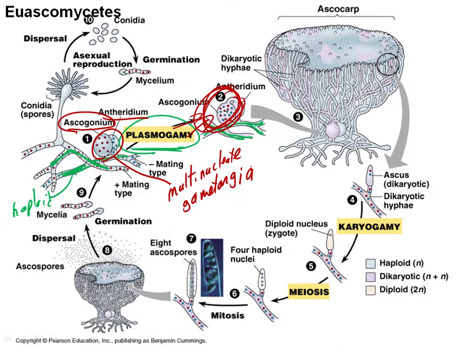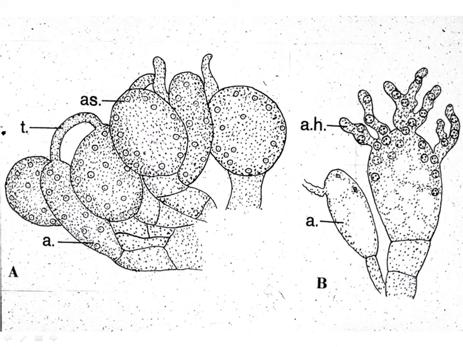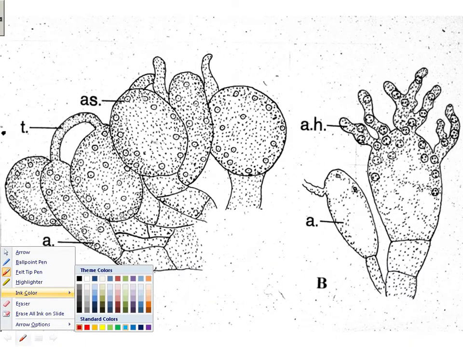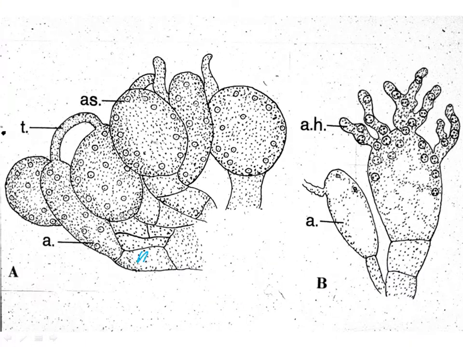Let's look at that process in more detail now, before we talk about where that big structure from the Ascocarp comes from. So here we have it again. So here, see, I need different colors now. Here we have the haploid hyphae.